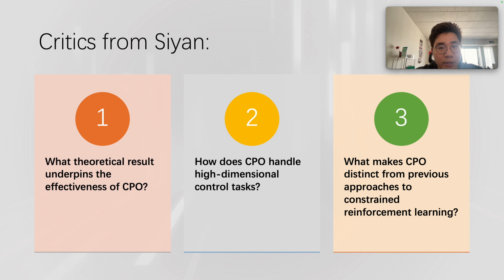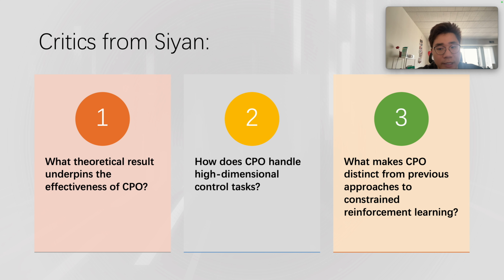And the last question is, what makes CPO distinct from previous approaches to constrained reinforcement learning? I think we showed some of the background in the presentation comparing with the primal-dual method, but I will give you a more detailed response here. So CPO, I think, is distinct from previous approaches in several different ways. The first is that it's a general purpose algorithm with guarantees. It is the first general purpose policy search algorithm for constrained reinforcement learning that offers guarantees for near constraint satisfaction at each iteration.